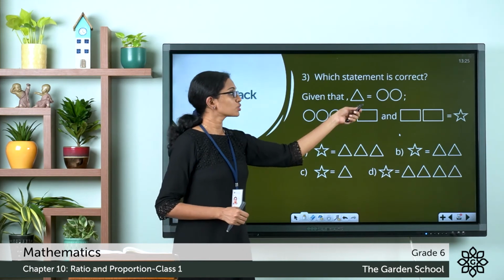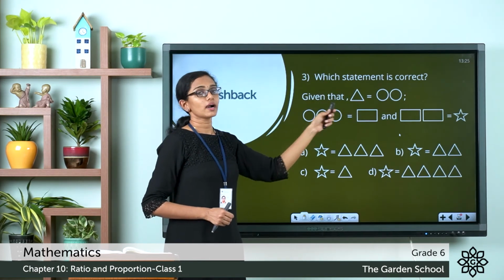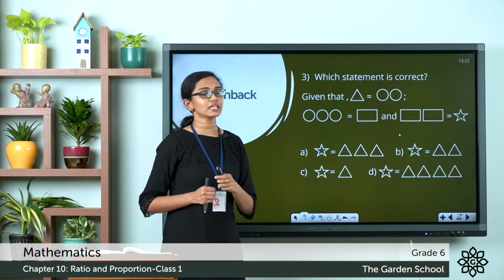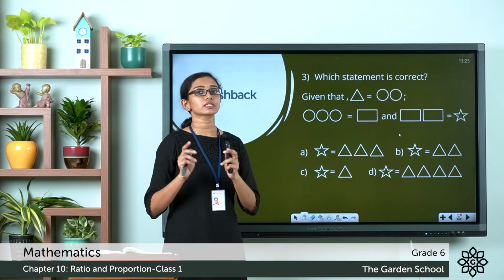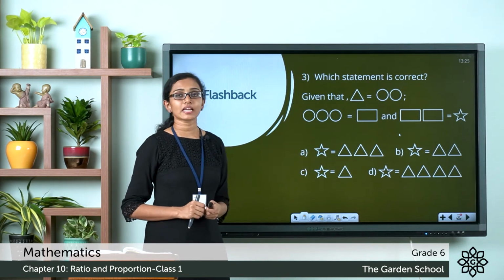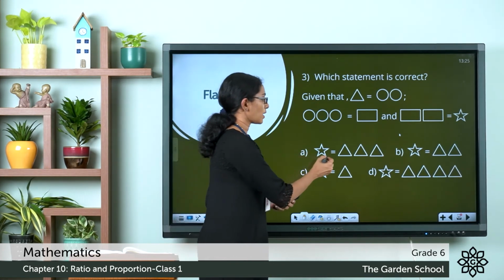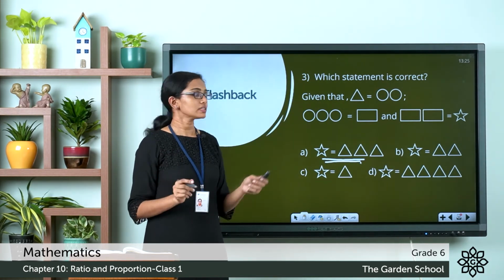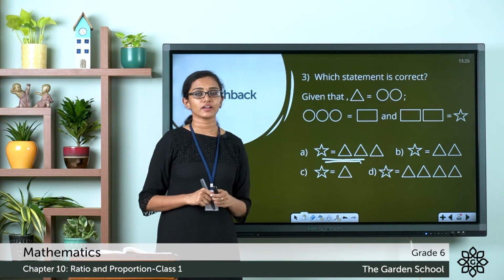And we are given 2 circles equal to 1 triangle. Hence, 6 circles will be equal to 3 triangles, because every 2 circles can be represented with 1 triangle. So which among the given statements is true? 1 star is equal to 3 triangles. You can draw these shapes and verify your answer.